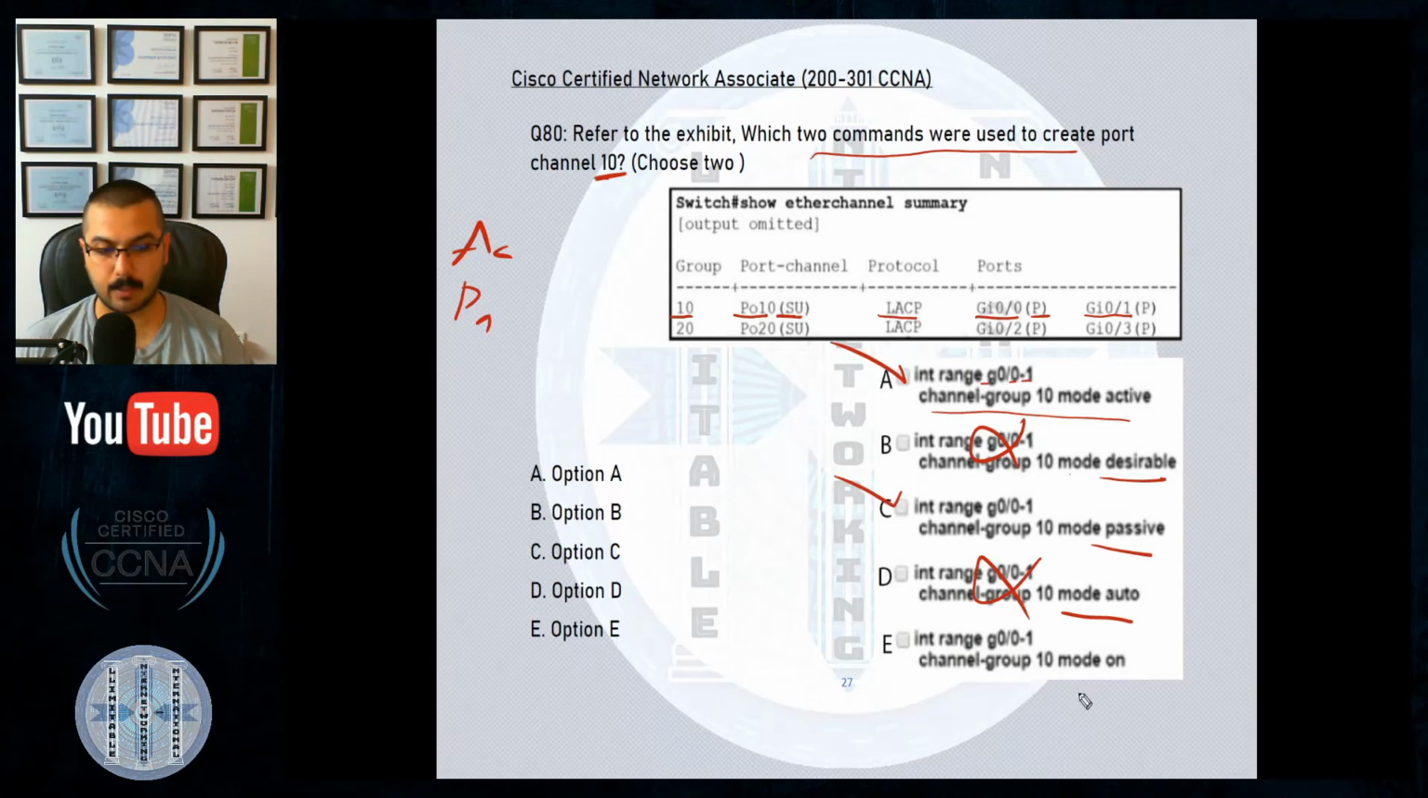Auto will make it PAgP. On will make it an R, not an S, but it's an S. It's a switch, not a router. Or a bridge, a B, not a switch. Okay, so A and C will be correct. Option A, option C. Thank you.